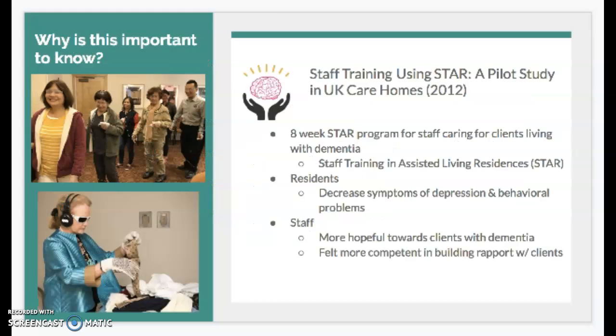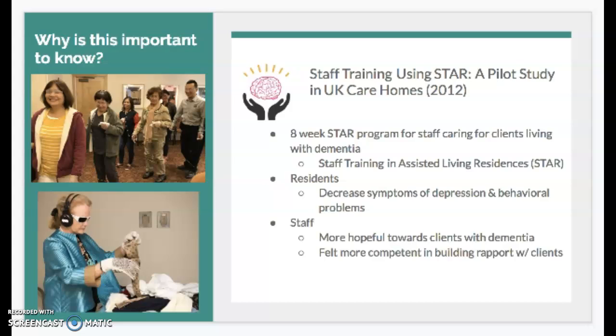So, why is role playing important? Well, for care partners caring for a person living with dementia, training programs that teach them information such as communication strategies, how to handle behavioral problems, and task simplification have been shown to increase their self-efficacy and reduce feelings of caregiver burden. One of these training programs is called STAR.